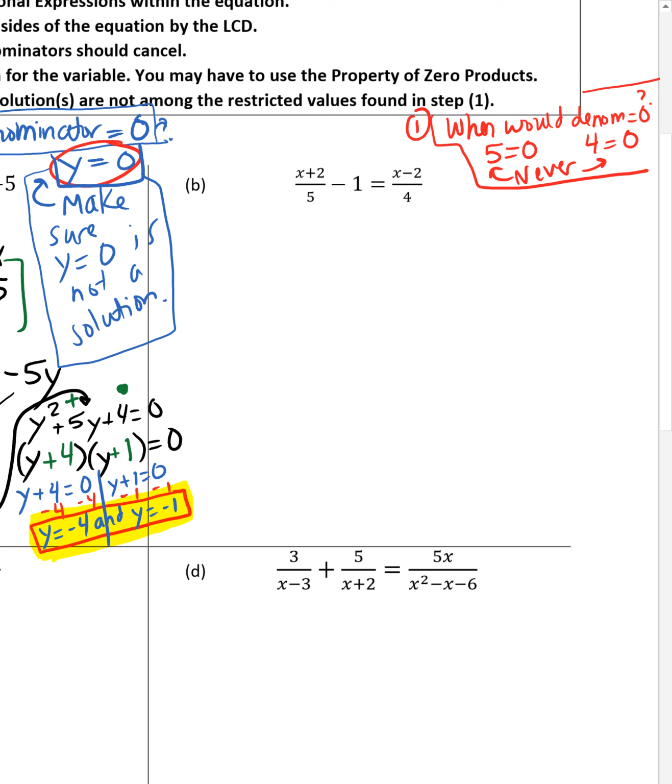Okay, that was step 1. Now we'll do step 2. Step 2 is to calculate the least common denominator of all the denominators. There's only two denominators, right? 5 and 4. Those guys, their common denominator, is 20.